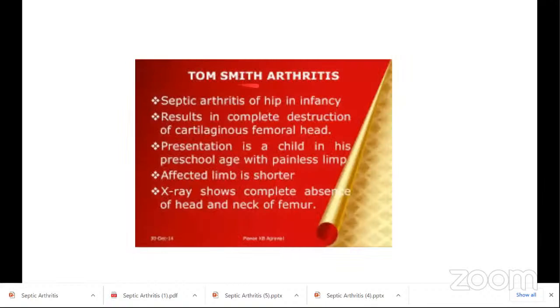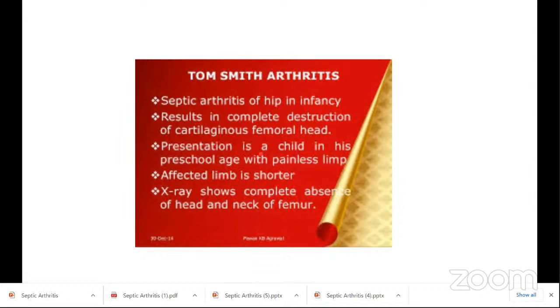So Tom Smith arthritis is septic arthritis of the hip in infancy, that is, less than 1 year. What does it do? It destroys the cartilaginous femoral head because there is no ossification center still. So it completely destroys the femoral head, which is cartilaginous. The child starts walking after 1 year, isn't it? So just before going to school, the parents bring the child saying that the child is limping.